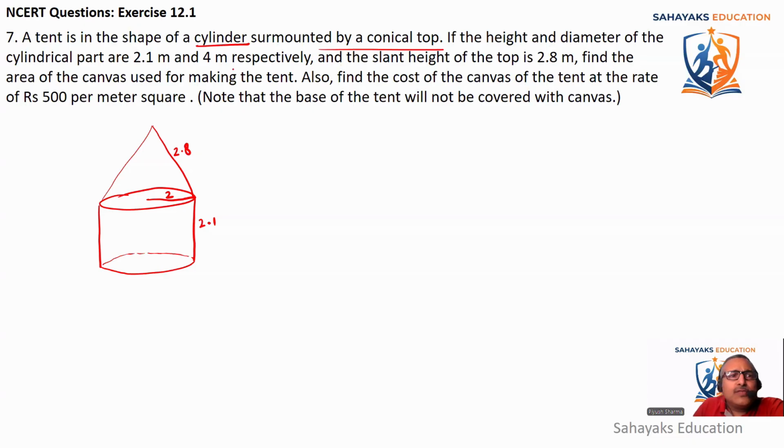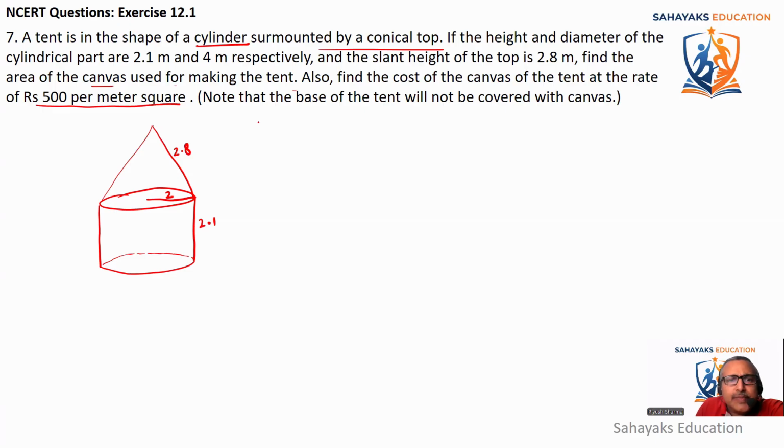They have given the cylindrical part, as well as the slant height of the top, 2.8. Find the area of the canvas used for making the tent. Also, find the cost of the canvas for the tent at the rate of 500 per meter square. Note that the base of the tent will not be covered with canvas. So what will be covered with canvas? The curved surface area.